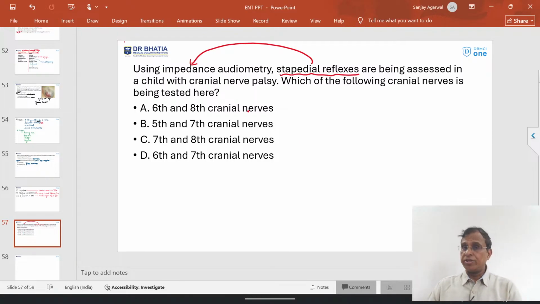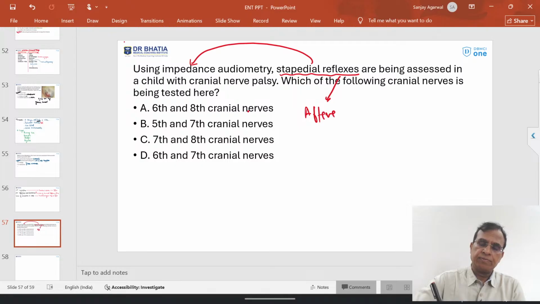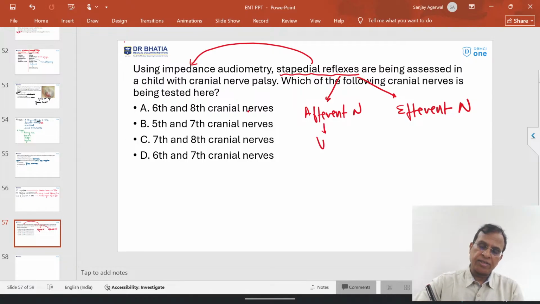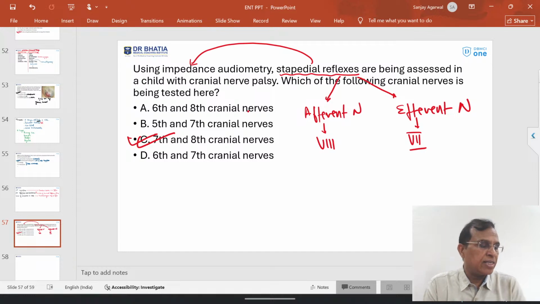This is the name of the investigation that is used to check the stapedial reflex, and it will tell you about the nerves that are participating in this reflex. हर reflex में एक afferent nerve होती है और एक efferent nerve, कम से कम एक से ज़्यादा भी हो सकती है afferent and efferent. So at least one afferent nerve is present in every reflex, at least one efferent nerve is present in every reflex. So afferent is the 8th nerve and efferent is the 7th nerve. So 8th and 7th, C, as many of you rightly said, is a correct answer.